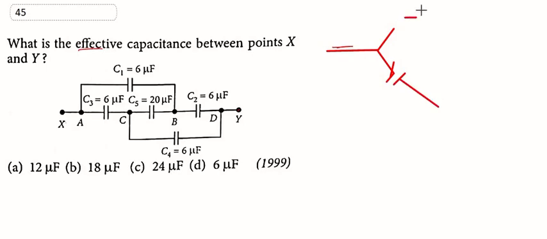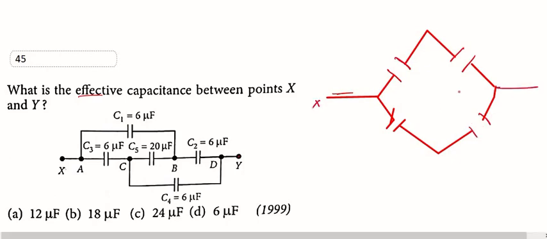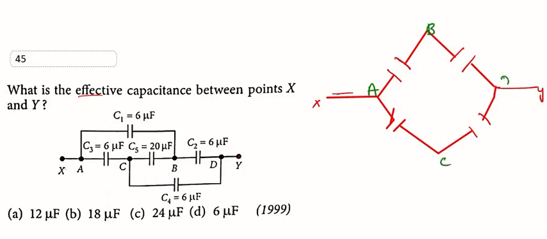So this is called as a Wheatstone bridge. Okay, let's complete this. So this is a Wheatstone bridge. So this is X, Y, A, B, C, D. So A is connected to the B.